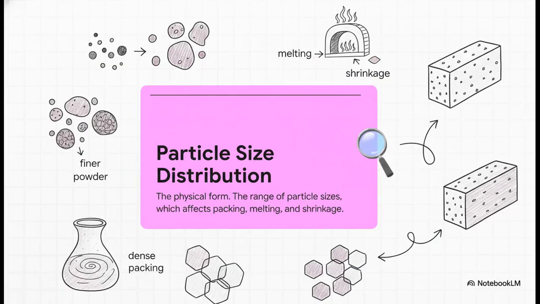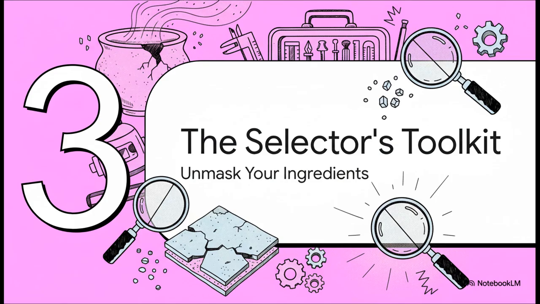And then there's the physical form, and specifically particle size distribution, or PSD. This is huge. A finer powder is going to melt faster and shrink a lot more than a coarser one, even if they have the exact same chemistry. It affects everything from how your liquid slip flows to how the particles pack together, which directly impacts the final strength of your product. So how do we stop guessing? Let's build a practical toolkit. How do we actually measure these hidden properties and unmask our ingredients so we can prevent those expensive production disasters?